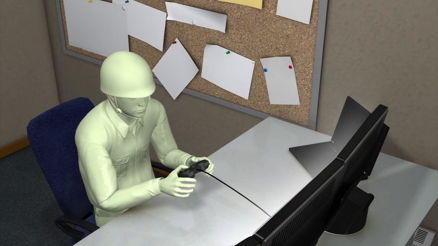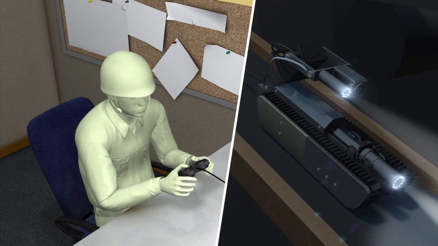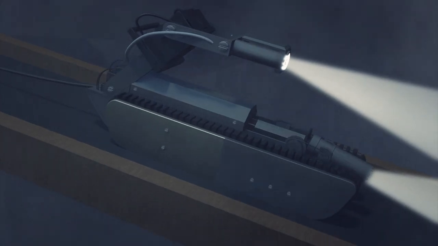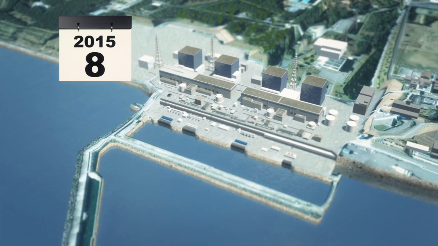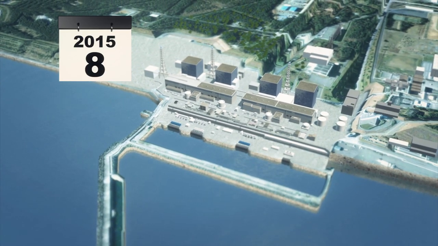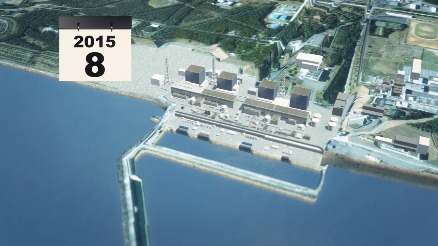This is controlled by operators who send signals to the robot through a wire. Even in low visibility conditions, the robot can identify obstructions within a range of 3 meters. Experts will begin testing the device in July, with the robot expected to be deployed into the nuclear power plant in August.